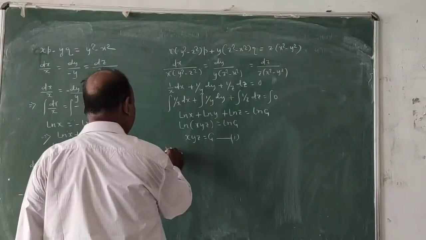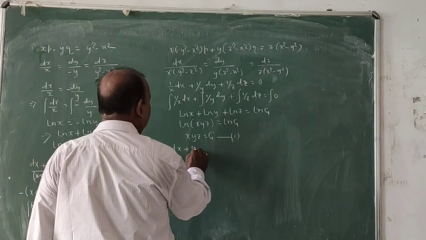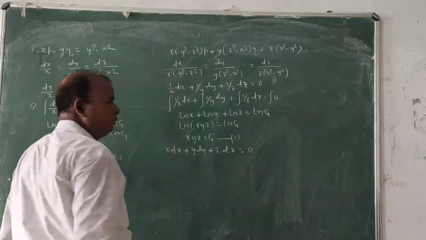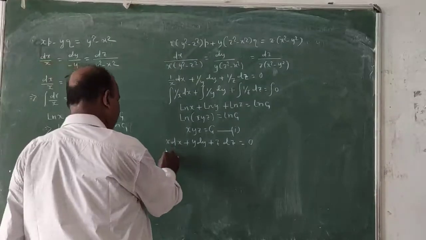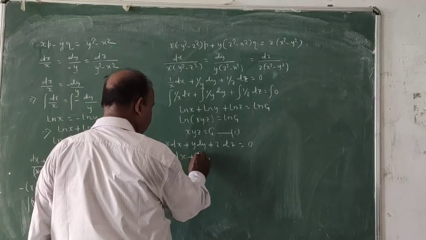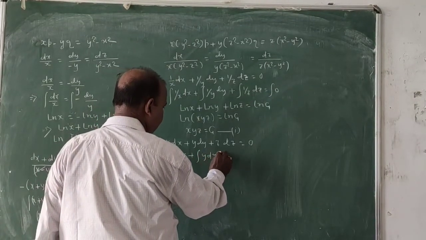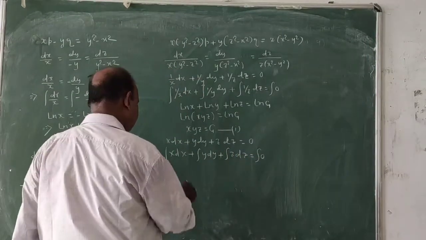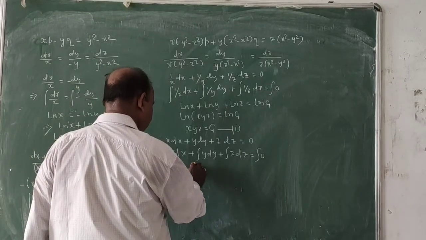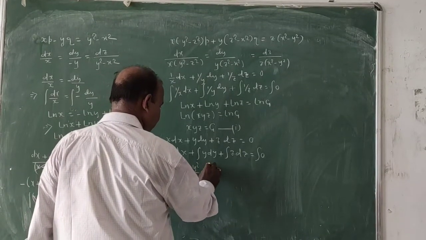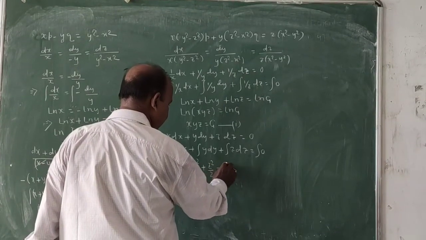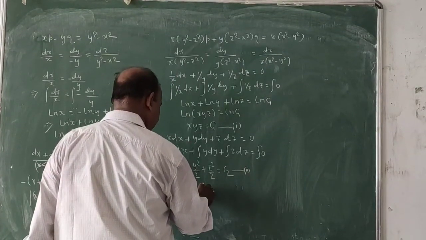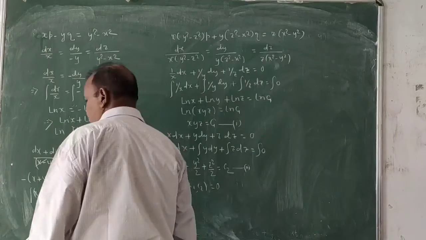For the other solution I can write x dx plus y dy plus z dz is equal to 0. Integrate. So the integration of x dx plus y dy plus z dz is the integral of 0. So this is x square by 2 plus y square by 2 plus z square by 2 is c2. So this is your second one. So f of c1, c2 is equal to 0. This is the second solution.